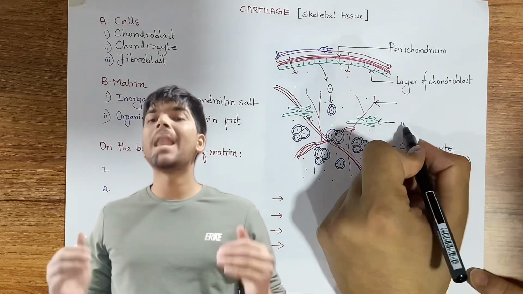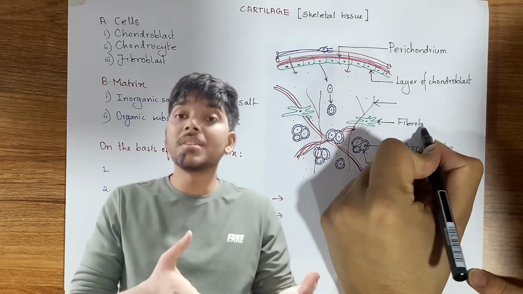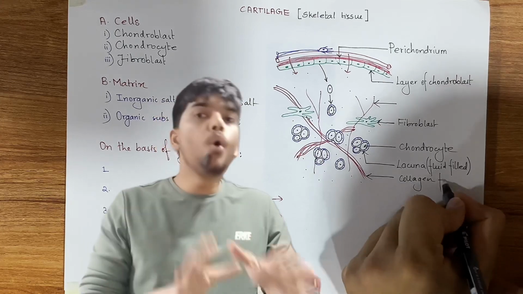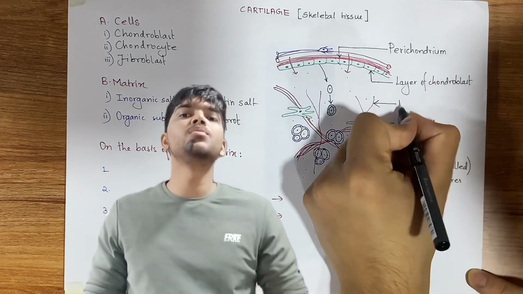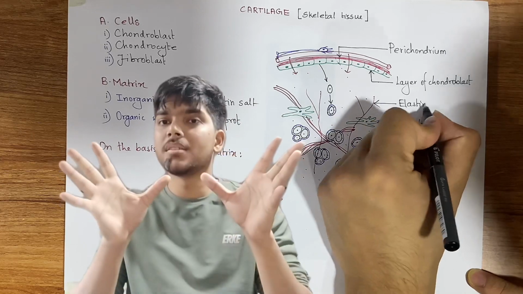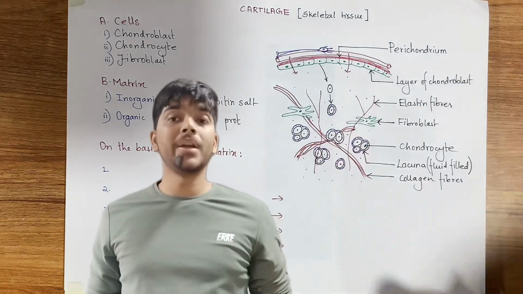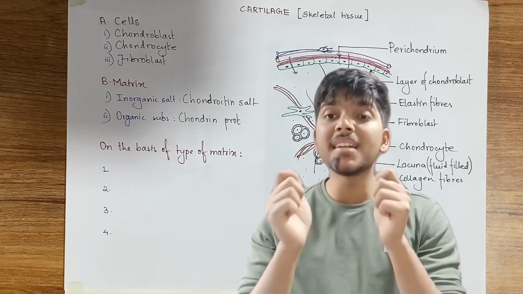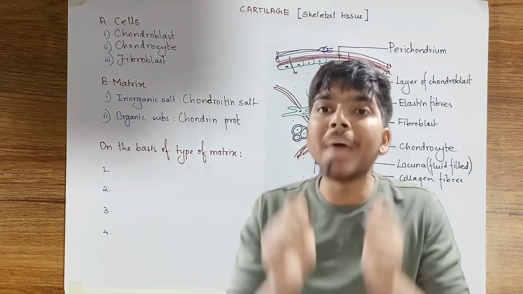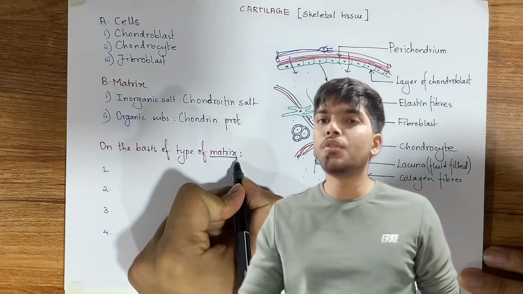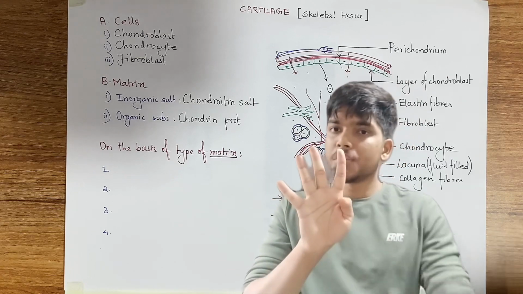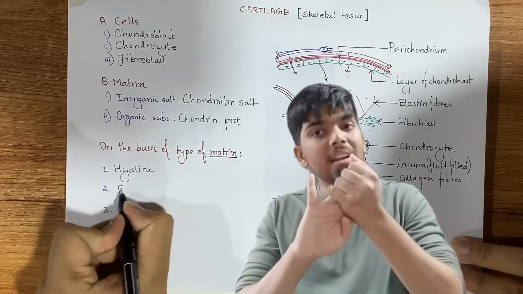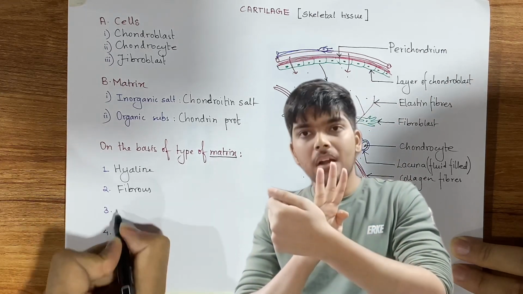Then there are your fibroblast cells that secrete fibers, which are either collagen fibers found in bundles and are unbranched, or yellow fibers or elastin fibers which are found singly and they are branched. These cells and fibers are obviously present on a matrix. Now, depending on the type and the composition of matrix, cartilage is classified into four different types. There's your hyaline cartilage, then fibrous cartilage, then elastic cartilage, and finally calcified cartilage.